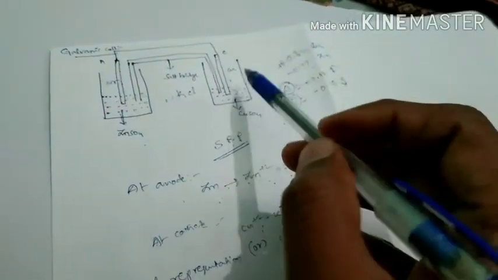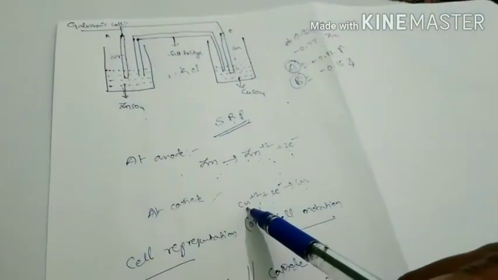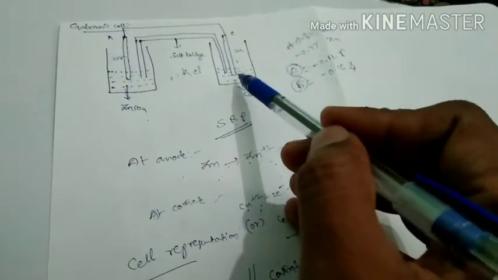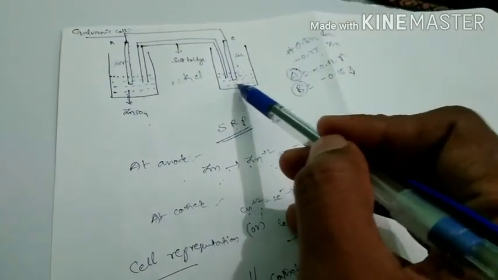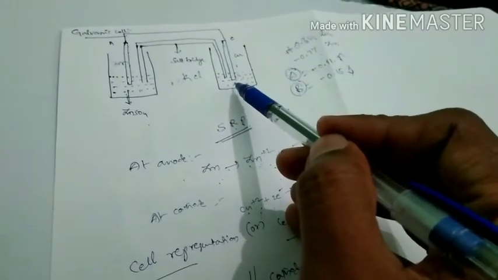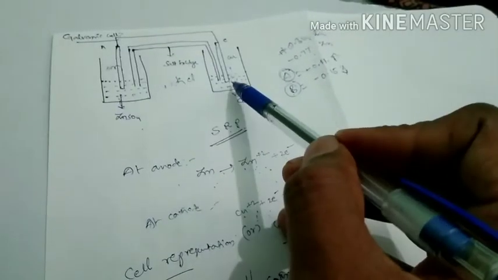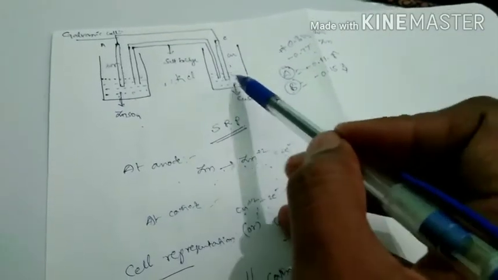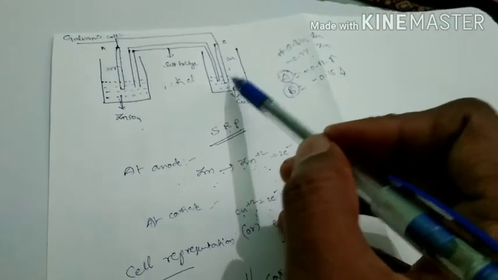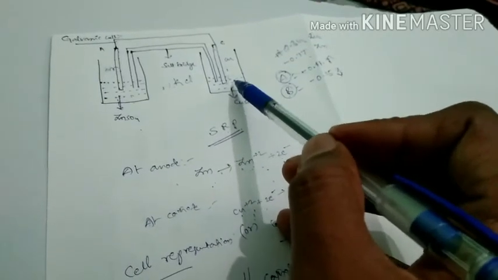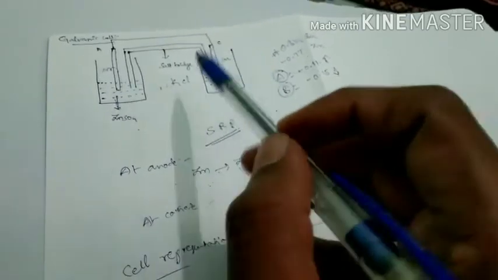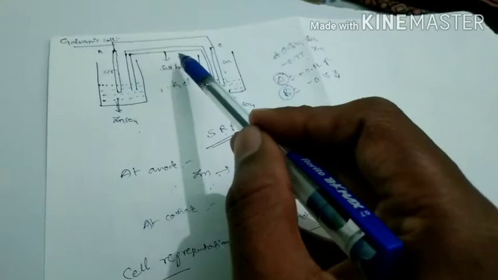Here, what is the reaction that takes place? Cu plus 2 ions are converted into Cu. This CuSO4 solution contains Cu plus 2 ions and SO4 minus 2 ions. When these Cu plus 2 ions gain electrons, they are converted into Cu. Then what is the observation here? Negative ions are more compared to positive ions. If negative ions are more, this solution becomes unstable. So here we need more positive ions. That means this salt bridge should supply positive ions.